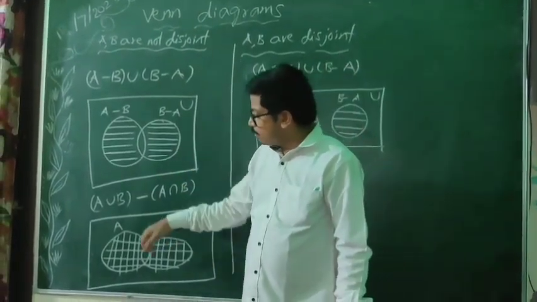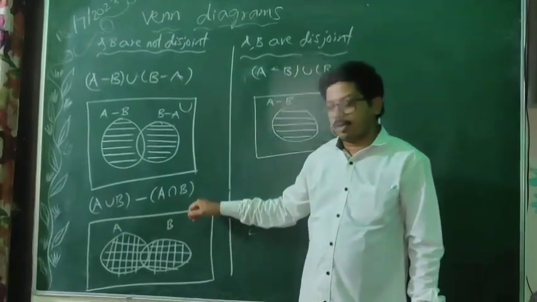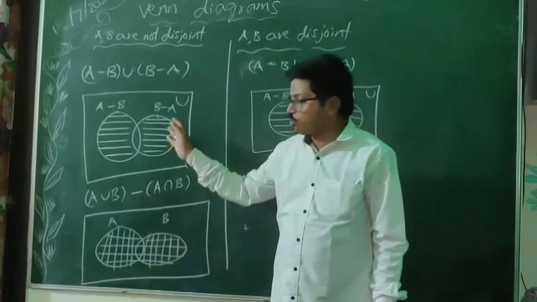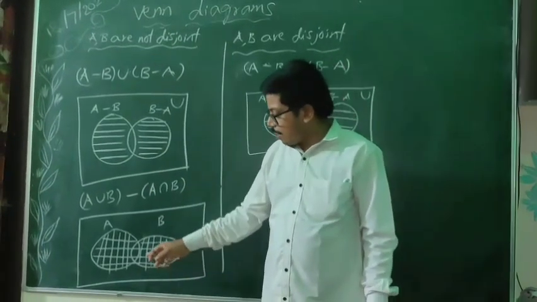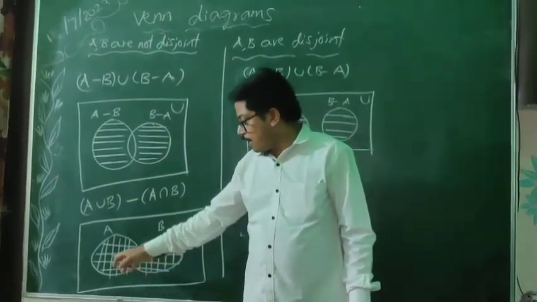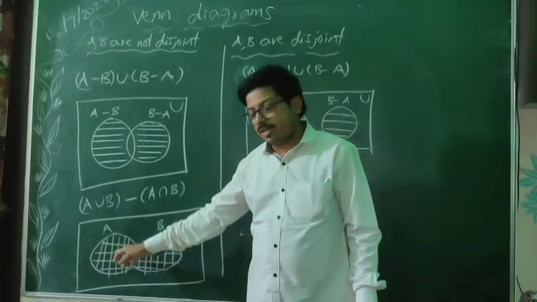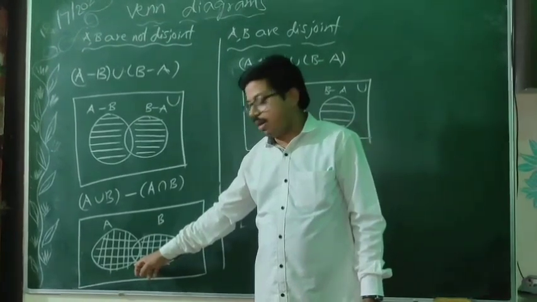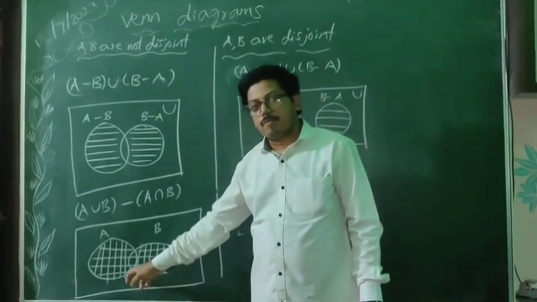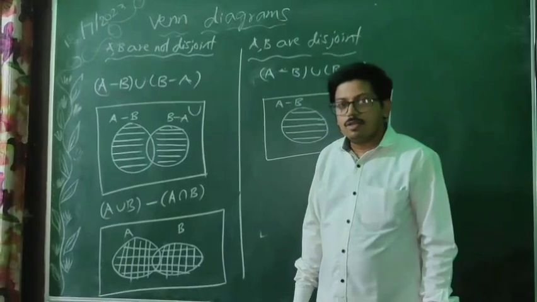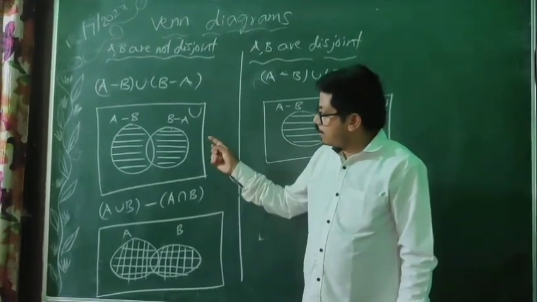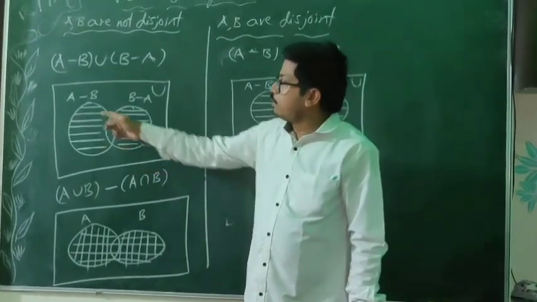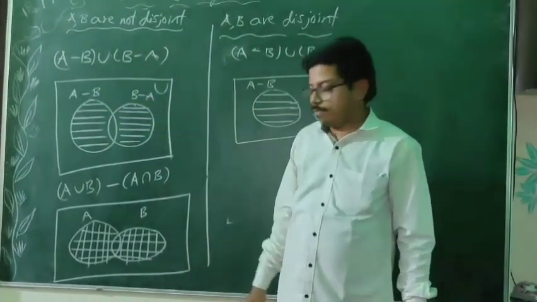Now coming to this A union B minus A intersection B, I have shaded A union B in horizontal lines, of course, as usual. But for A union B minus A intersection B, I have left the vertical lines uncovered. This intersection part I left uncovered with vertical lines. So you can observe that A union B minus A intersection B is equal to A minus B union B minus A.